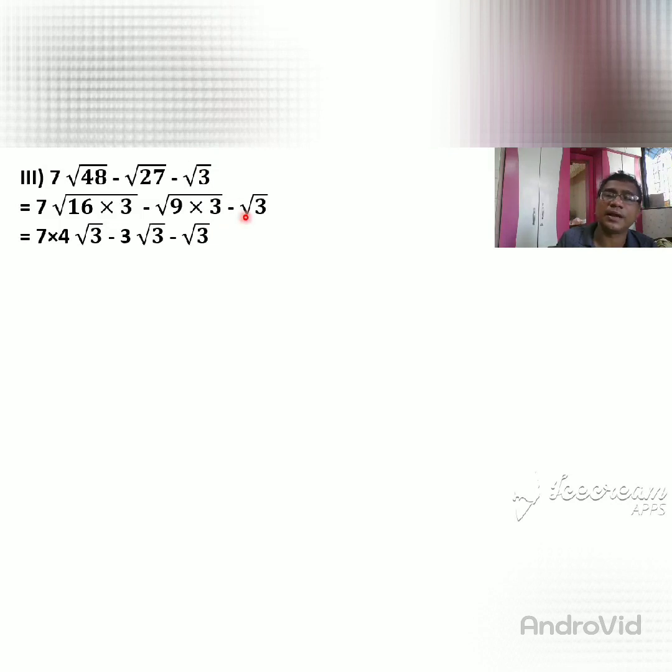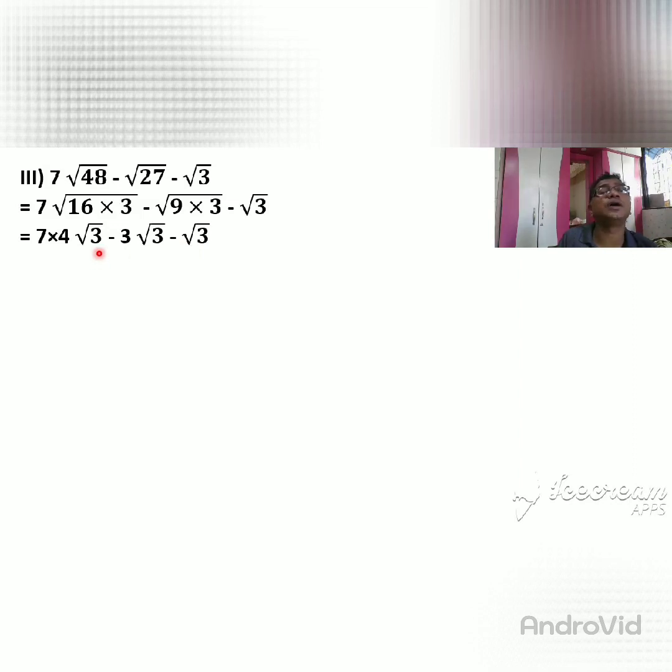And root 3 remains as it is. So see, this 7 carries as it is. Here is 16. The square root of 16 is 4, so I write here 4. Then what remains here? 3 root 3, so I write root 3. Then the minus sign. Then 9 times 3 is 27. What is the square root of 9? The square root of 9 is 3, so I write here 3. What remains in the square root? 3 only, so here is root 3. Then this minus root 3 carries as it is.